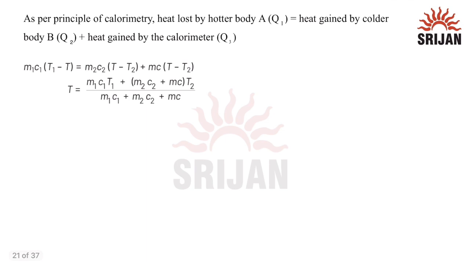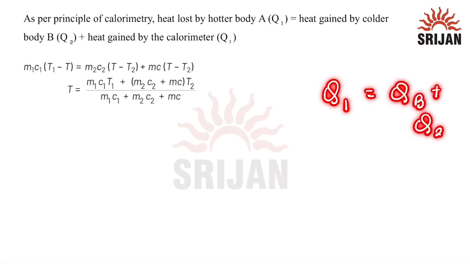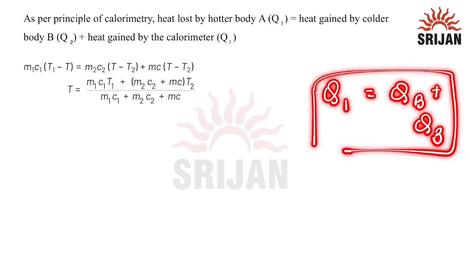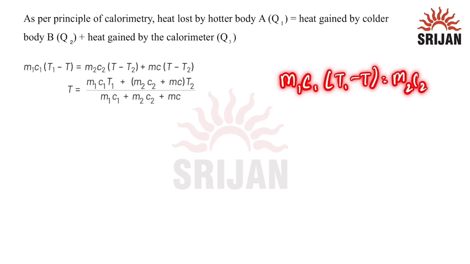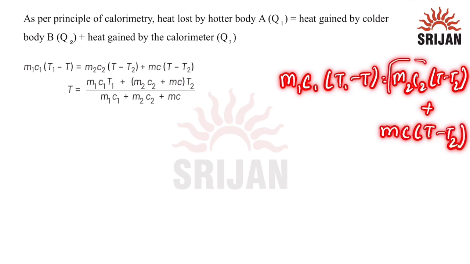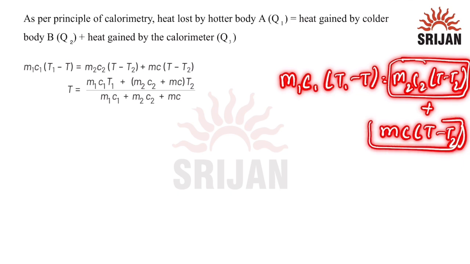Now, as per the principle of calorimetry, heat lost by the hotter body, that is A, would be equal to the heat gained by the colder body B plus the heat gained by the calorimeter in this case. Okay. Now, QB can also be written as Q2. Okay. Now, so I can say that Q1, which is M1 C1 (T1 minus T), would be equal to M2 C2 (T minus T2) plus mC (T minus T2). Okay. This is the heat gained by substance B and this is the heat gained by the calorimeter.